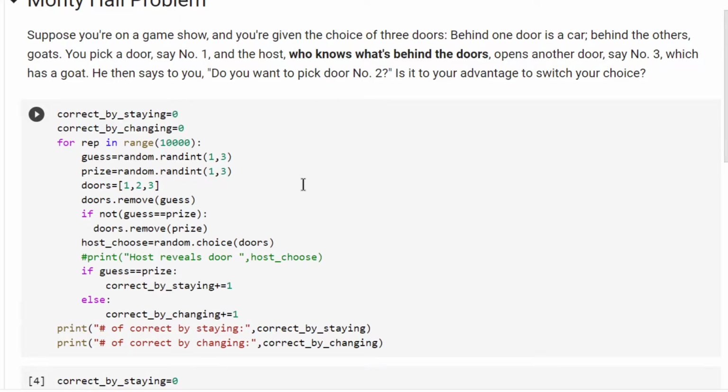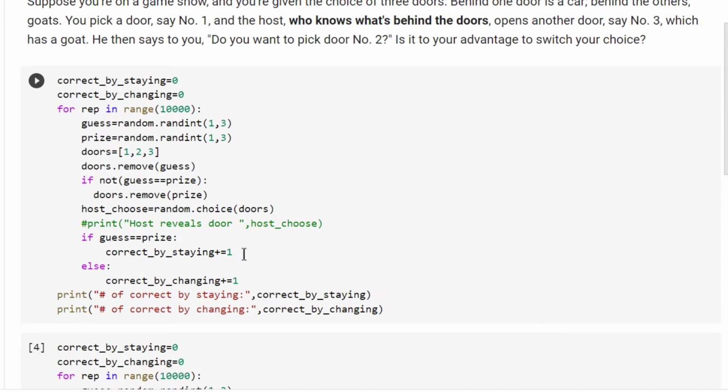And now we're going to count which strategy will get you the prize. If the contestant's guess is equal to the prize, then of course it will be correct by staying. But if it's different, then the contestant should have changed, because if the prize and the guess are different, then the host chose the other one, so it leaves you with just one more door, and therefore the contestant will get it correct just by changing to the other choice. Okay, so that's what's going to happen.